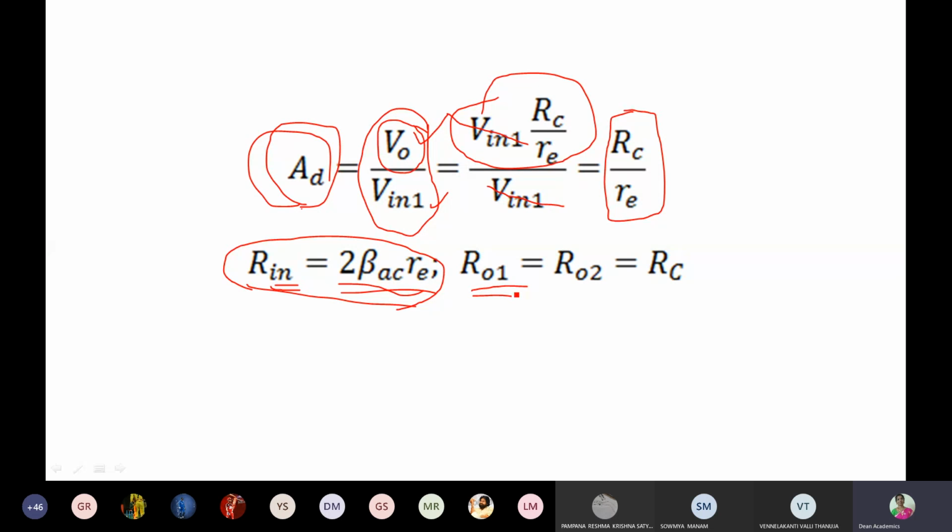Similarly, what is this? Output resistance. Good. Output resistance, R01 is equal to R02, is equal to how much? RC. What is the definition? We have learned this definition already. For output resistance, output resistance is the resistance measured at either terminal with respect to ground.